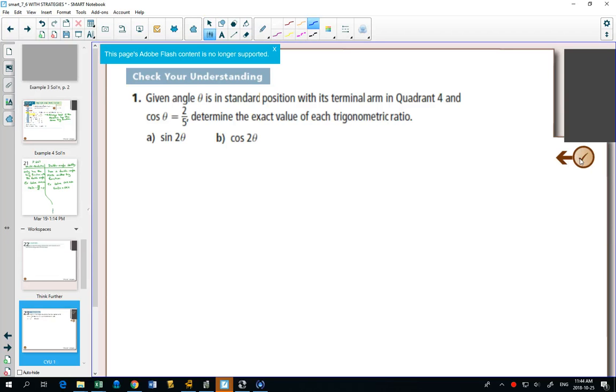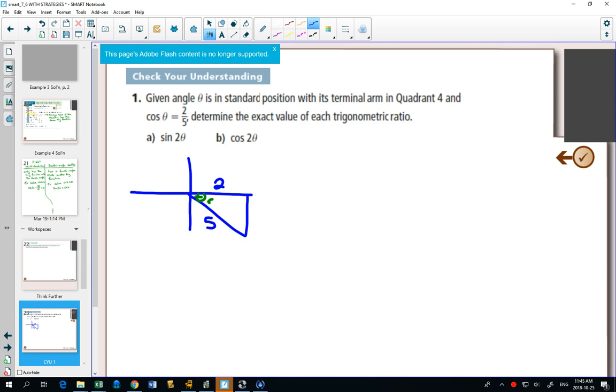Given that theta is in standard position in quadrant 4 and cos theta equals 2/5, the start of this question sounds like something we did back in chapter 6. In fact, we called these triangle questions because it made sense to draw a picture of a triangle to help us. So we're going to do that again. We know that it's in quadrant 4. We can label it with our reference angle. And since we know that cos is 2/5, we can label the adjacent side and the hypotenuse of that triangle.